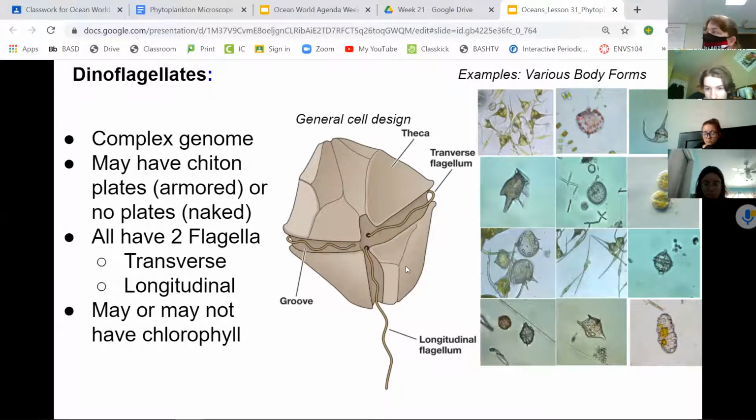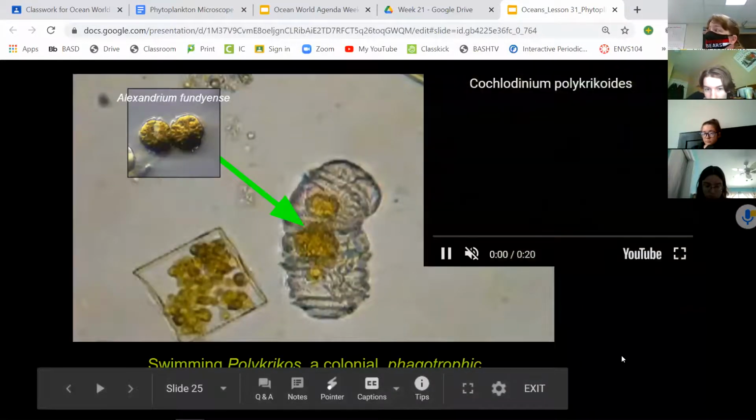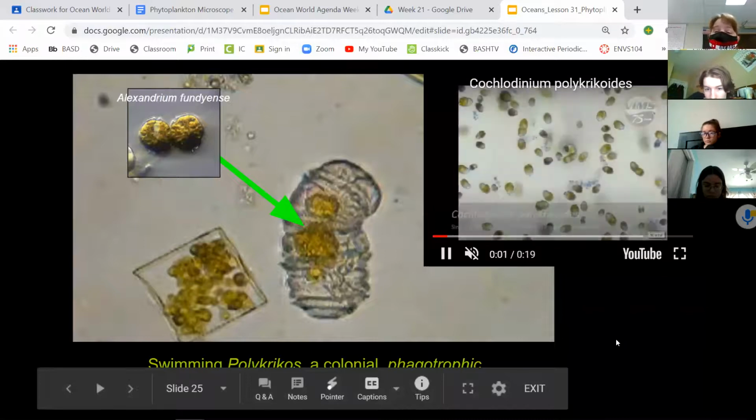One of the most interesting things about dinoflagellates is only about 50% of them actually have chloroplasts, which means that only 50% of them can do primary production on their own. So you wonder then, well, why are they considered phytoplankton if half of them can't do photosynthesis? Well, it's because the remaining half do something called symbiosis.